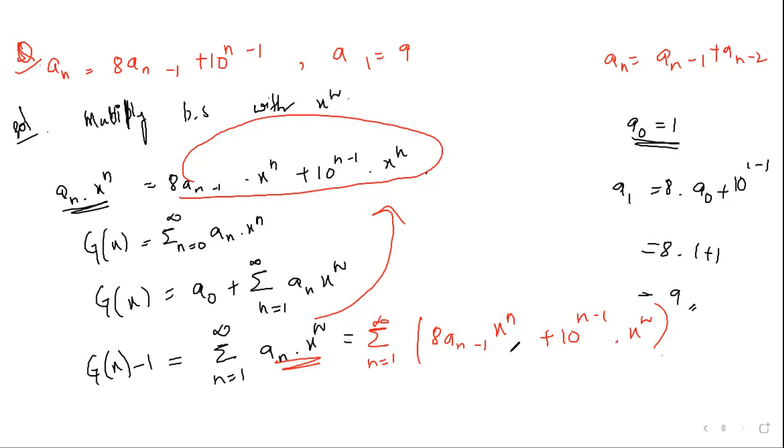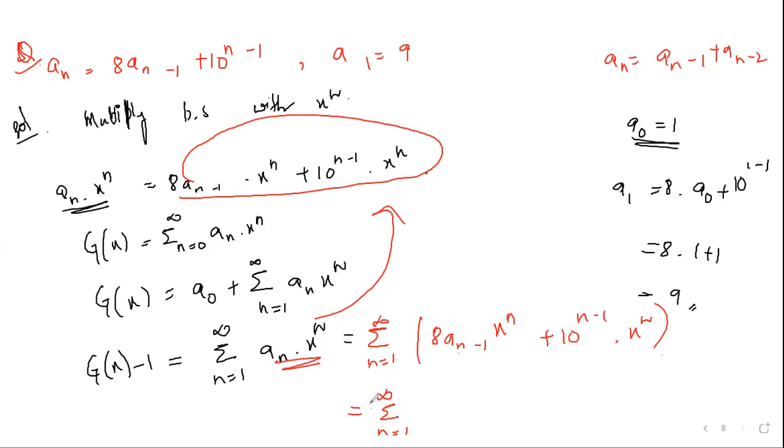Now why am I doing it differently from the earlier problem? The reason is, in the earlier problem we already had the a_0 value. We did not need to take a guess value of a_0. Also, the earlier problem was homogeneous. This is non-homogeneous. Now the sum from n equal to 1 to infinity of 8a_(n-1) x^n plus 10^(n-1) x^n. After that, separate these two terms. So we will write the sum from n equal to 1 to infinity.